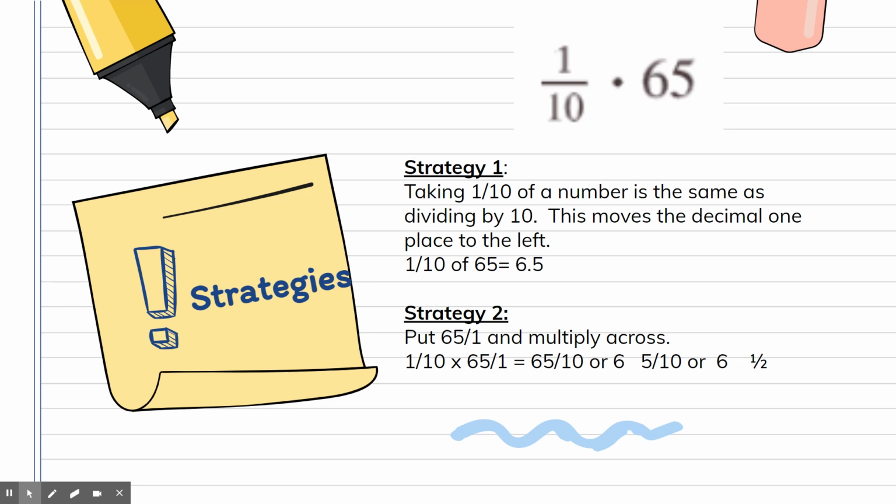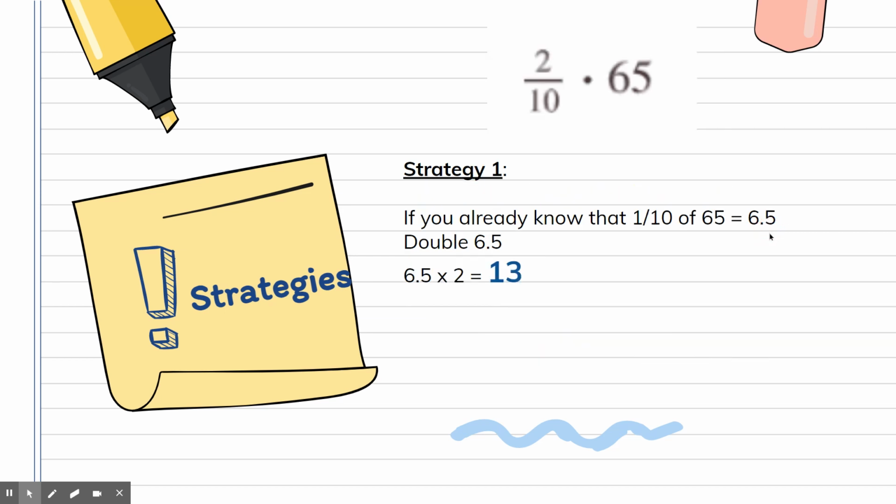Once we know that 1/10 of 65 is 6.5, we now know that 2 tenths would be that number doubled. So if we already know that 1/10 is 6.5, we're going to double that for 2 tenths. 6.5 doubled should have been 13.